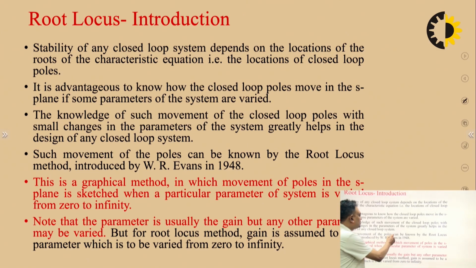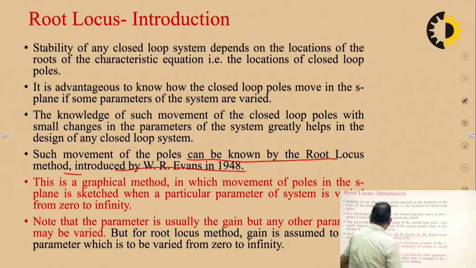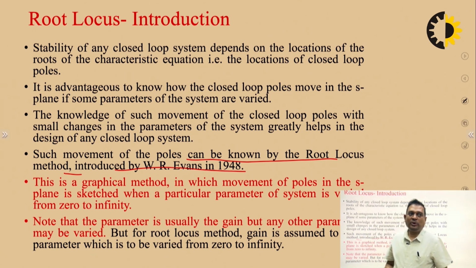Such movement of poles can be known by the root locus method introduced by W.R. Evans. This is a graphical method in which the movement of poles in the S-plane is sketched when a particular parameter of the system is varied from 0 to infinity, and the parameter that we are choosing as per our curriculum is basically the open loop gain. So we will change the open loop gain, and we will draw the locus of roots, the movement of roots.